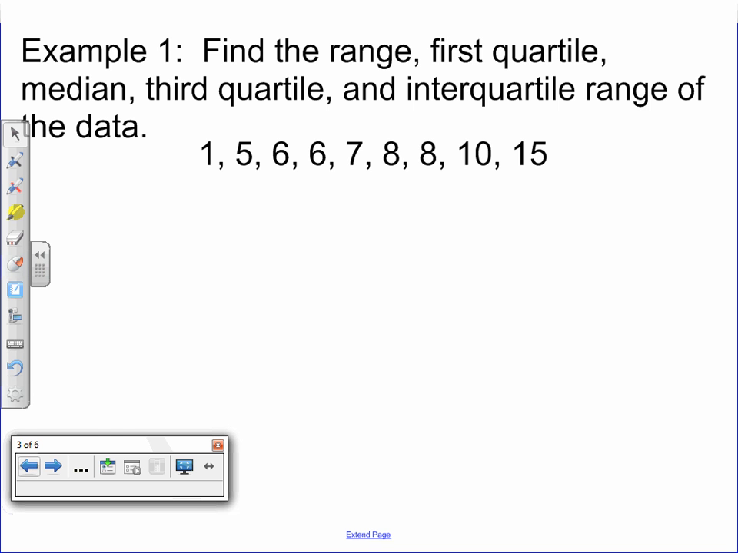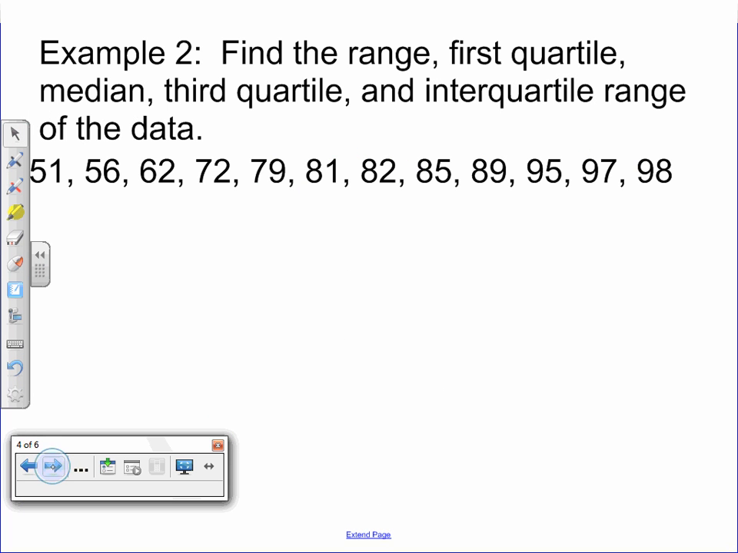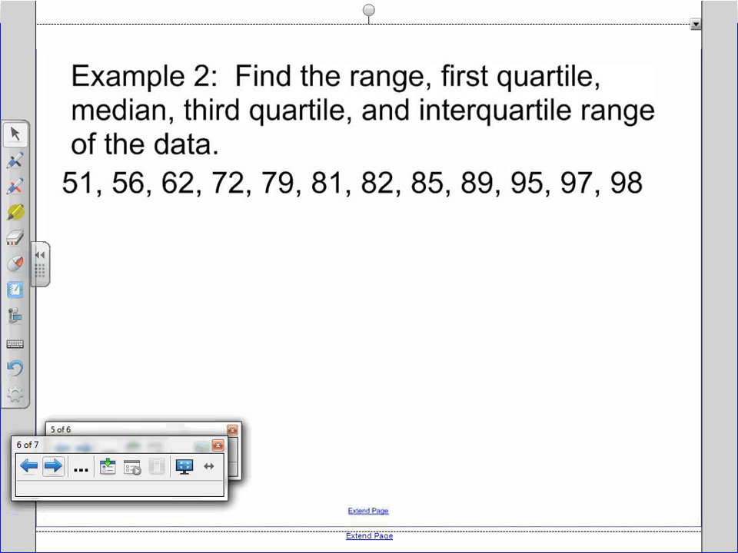All right, got another set of data here somewhere. There it is. We've got some bigger numbers, but we can work with it. I've already put them in order from least to greatest, like you should always do. But make sure that you have that so that we can move on from there.